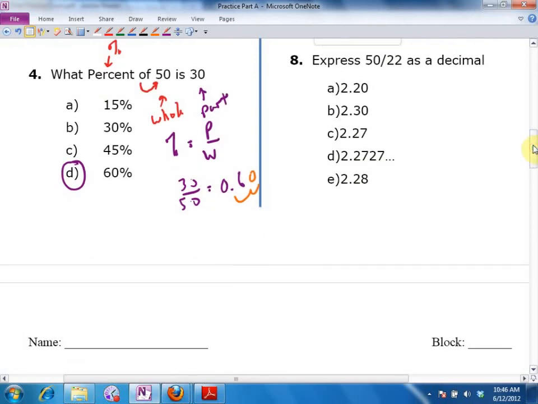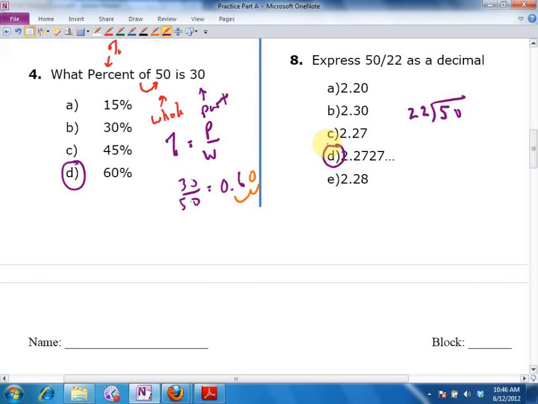Express 50 over 22 as a decimal. How do you change a fraction to a decimal? You divide the top, which is 50, divide the bottom. And I do that in my calculator, and I get D. 2.272727 keeps going on.